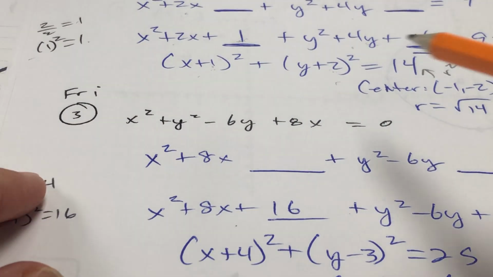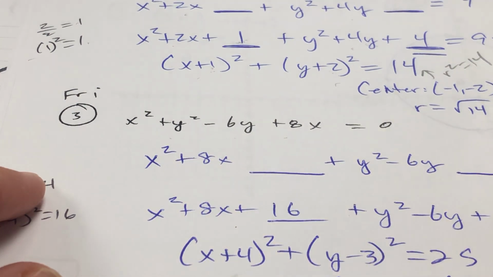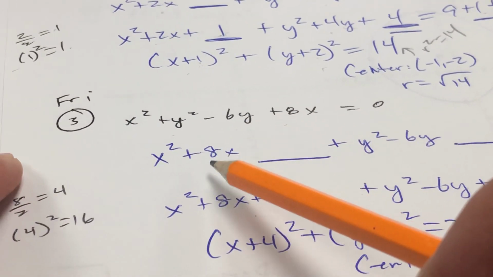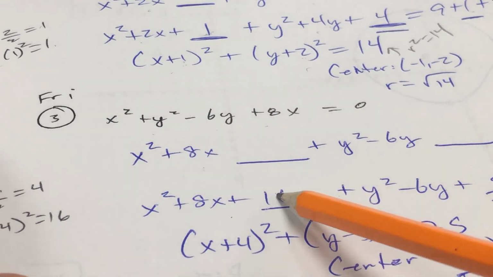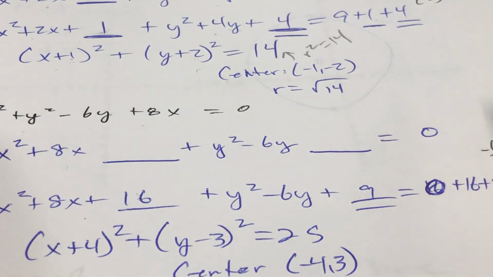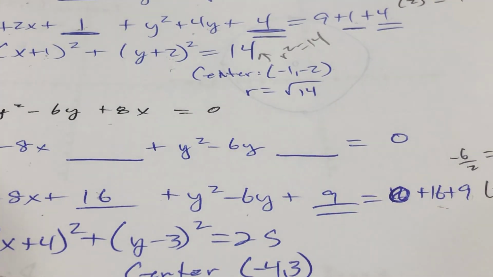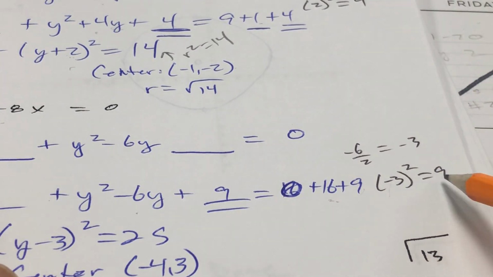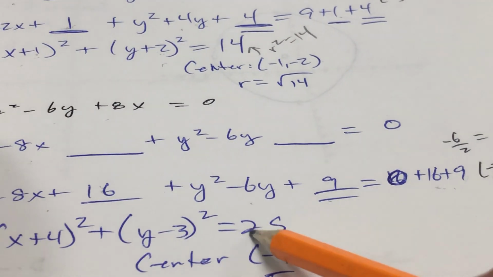Lastly, number 3. X squared plus 8x, y squared minus 6y. Set that equal to 0. There's 8 in the middle term here. I'm going to take half of 8, which is 4. I'm going to square 4, so I'm going to add 16 there, which means I'm going to add 16 here. Negative 6 is my middle term. I'm going to take half my middle term. It's negative 3. Then I'm going to square negative 3. Plus 9 here, plus 9 here. That gives me 25 on the right side.